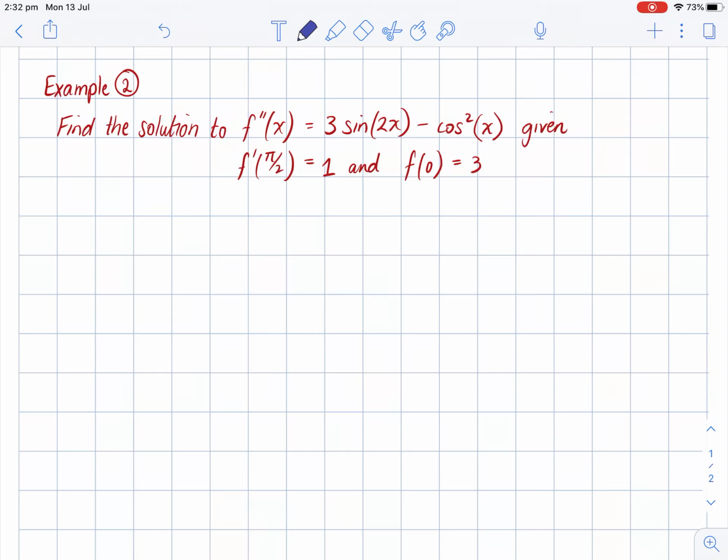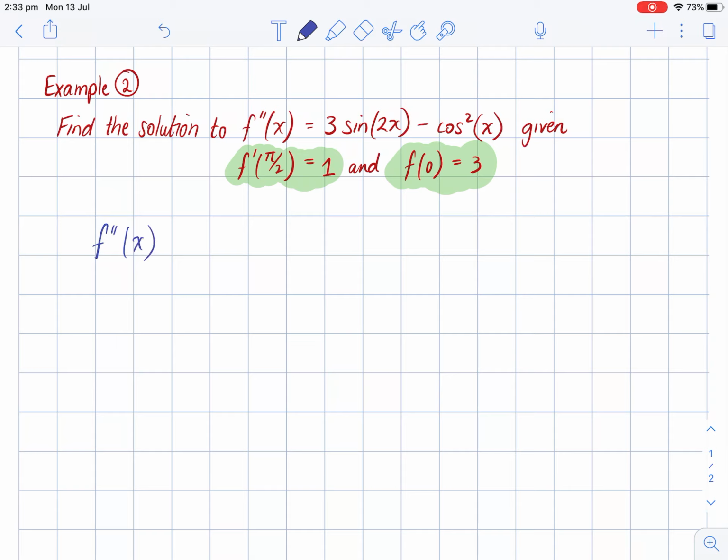Okay, so my second video is to work out the solution to this second order differential equation. We want to find the solution to the second derivative of x equal to 3 sine 2x minus cos squared x, given that when x is equal to pi on 2, the first derivative is equal to 1, and when x is equal to 0, the function's equal to 3. So essentially we're going to anti-differentiate and then use these two conditions to find my constants of integration. So let's have a look at this integral.